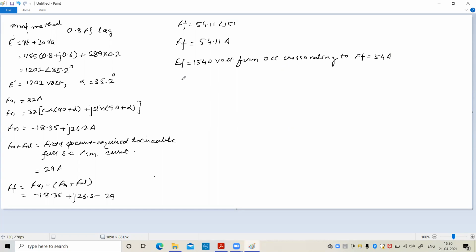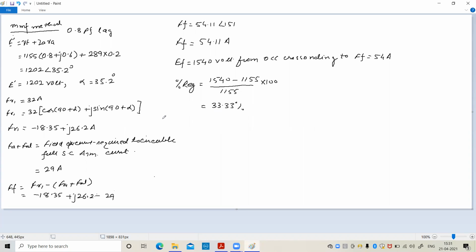Okay, so now the percentage regulation is equal to 1540 minus 1155 divided by 1155 into 100. So the percentage regulation is 33%. So see here, the voltage regulation on the same data, found by EMF method or synchronous impedance method, is 59%, whereas by the MMF method it is 33 point something.